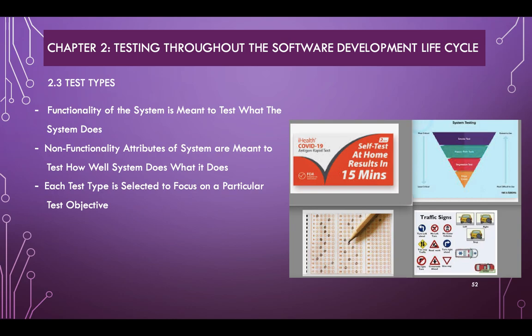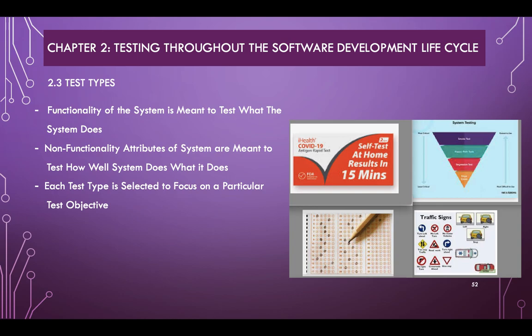The non-functional attributes of the system are characteristics or constraints that can tell how it achieves functionality. So, testing the non-functional attributes of the system is meant to test how well the system does what it does. Non-functional attributes are things like security, usability, and reliability.